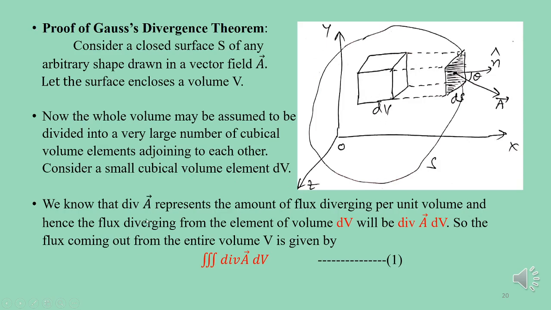We know that divergence of A bar, that is div A bar, represents the amount of flux diverging per unit volume, and hence the flux diverging from the element of volume dV will be div A bar dV. So the total flux of A bar coming out from the entire volume V can be obtained by taking the volume integral of div A bar dV. That is, the triple integral of div A bar dV gives the total flux of A bar coming out from the entire volume V.